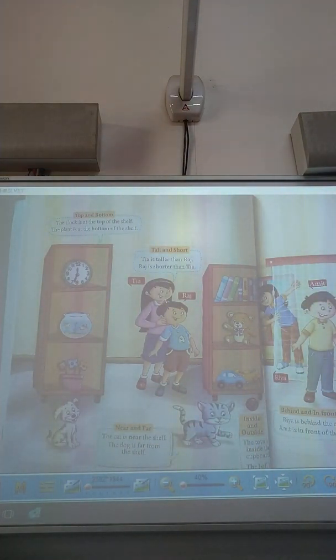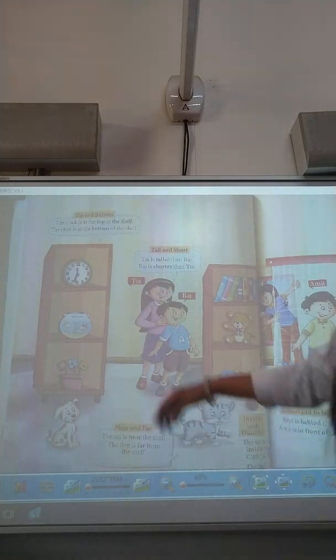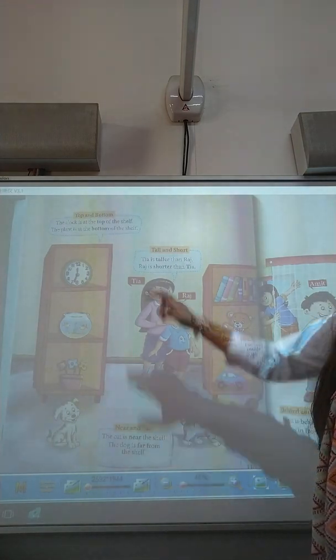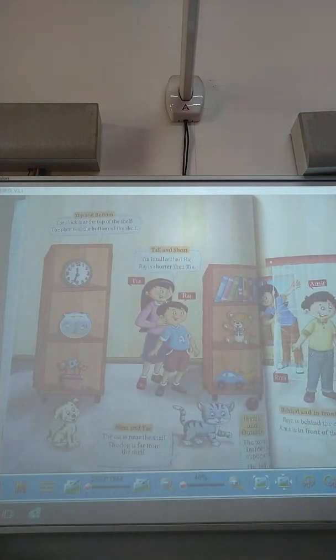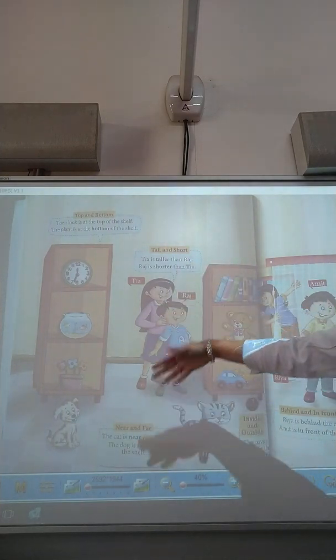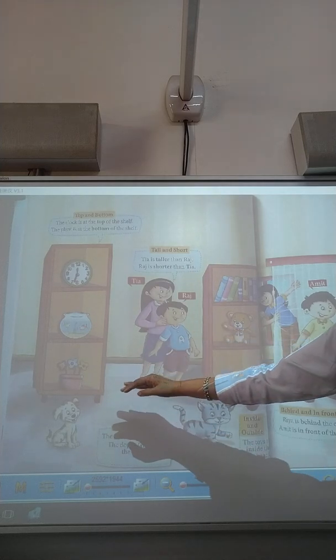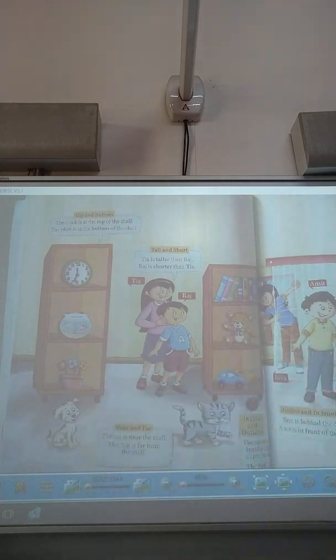The first one what I am telling you is top and bottom. In this image, the clock is at the top of the shelf whereas the plant is at the bottom. What we are able to see in the first one, in this cupboard, the clock is at the top whereas the flower pot is at the bottom.